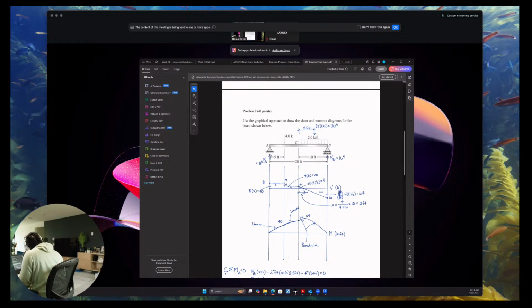Divide by 20. FB equals 20 divided by 20 equals 16. All right, just remember that setup.